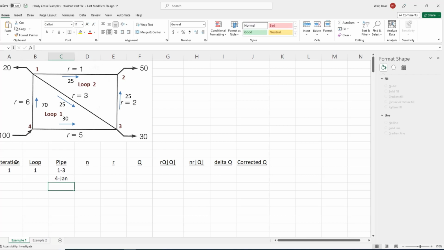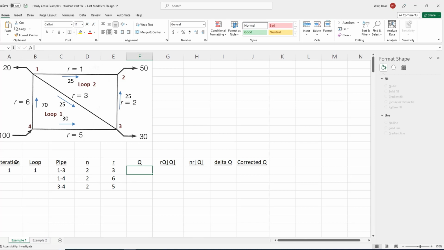1 minus 4, say January 4th. That's what it is. So this little quotation mark, 1-4, quotation mark 3-4. So we're going to put in the details for these pipes. We're using the Darcy-Weisbach friction factor, so N is 2. Our R values are given and fixed for this problem. In Monday's example, they'll be dynamically updated, but we're just going to assume that it's constant here. So 3, 6, 5.